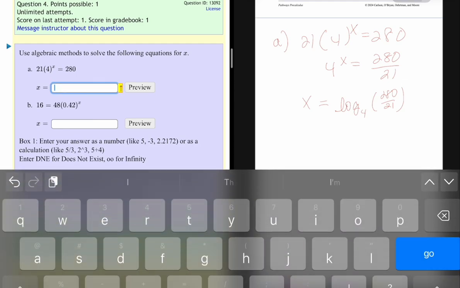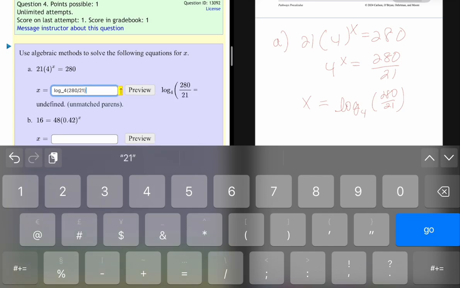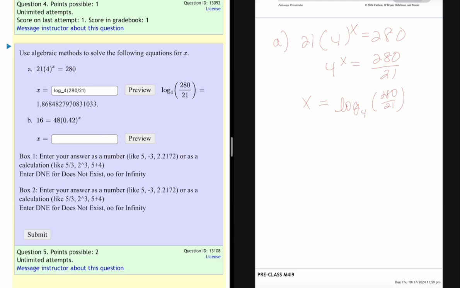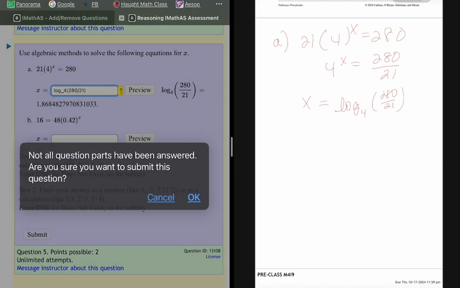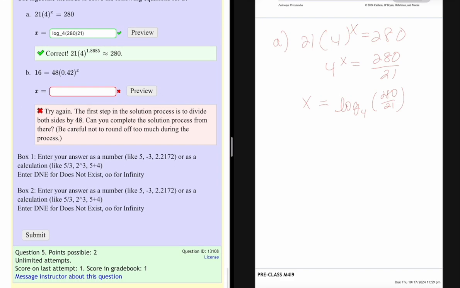And that's exactly what I'm going to put in there: the log underscore 4, parentheses 280 divided by 21. And make sure you use parentheses, okay? Now you saw how you could check that answer in Desmos, so you could check it if you wanted.